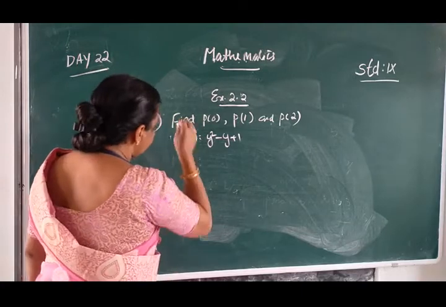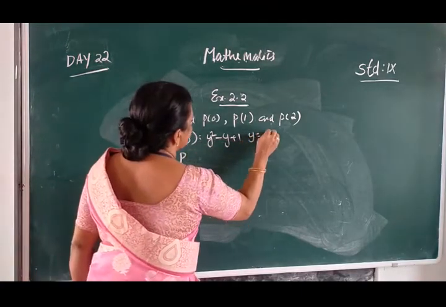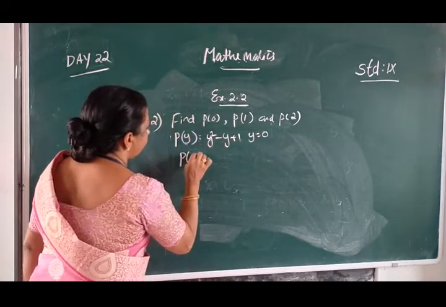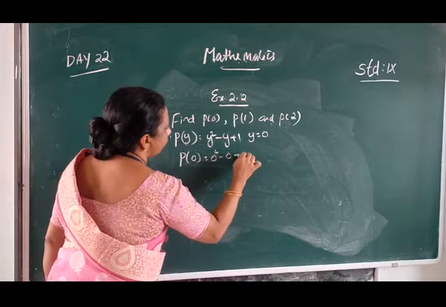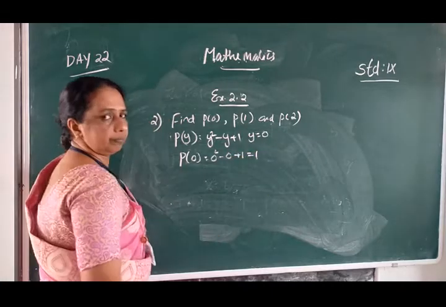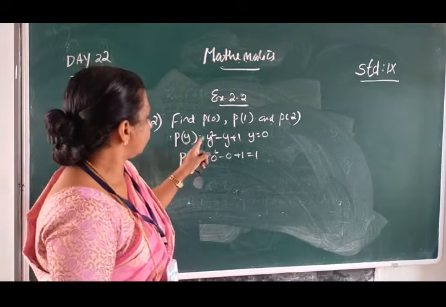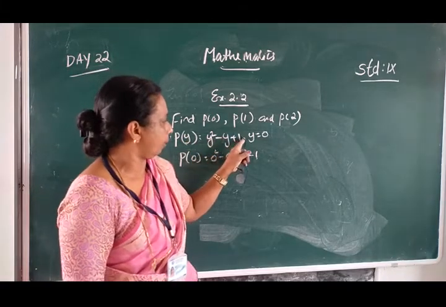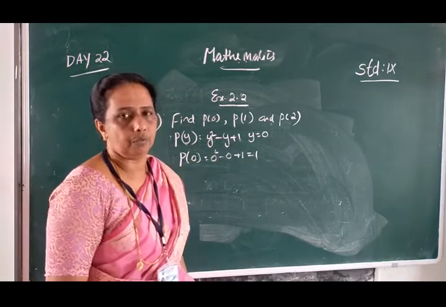First we have to find p of 0. In the place of y, we have to put y is equal to 0. P of 0: 0 square minus 0 plus 1, we get 1. Then in the given polynomial p of y is equal to y square minus y plus 1, p of 0 is equal to 1.